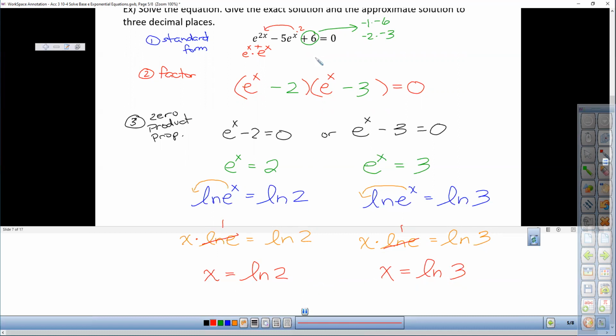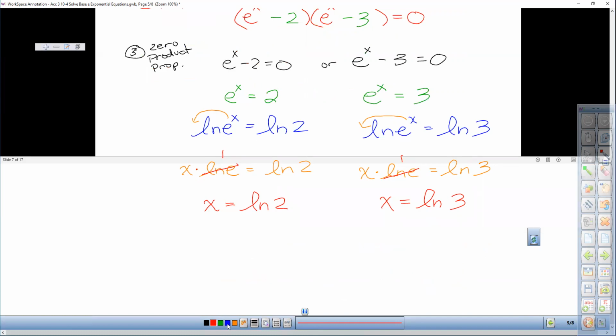So like other types of trinomials, x squared trinomials, polynomial trinomials, has two solutions. Here we also end up with two solutions. But I'm going to kind of pre-teach. That doesn't always happen, and we'll see why in a minute. So our exact solutions are the natural logarithm of 2 and the natural logarithm of 3.